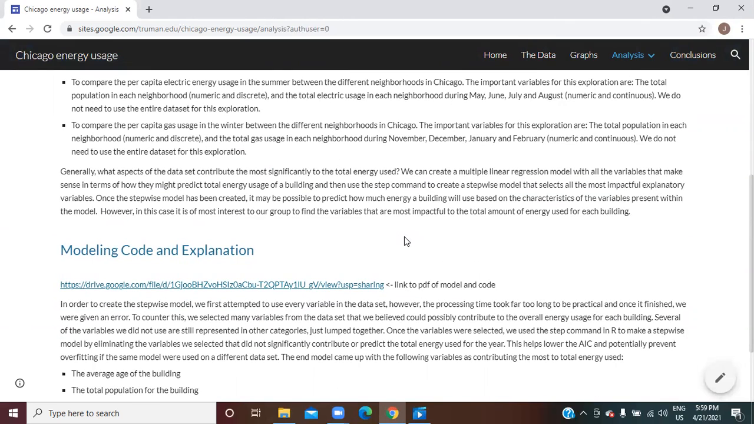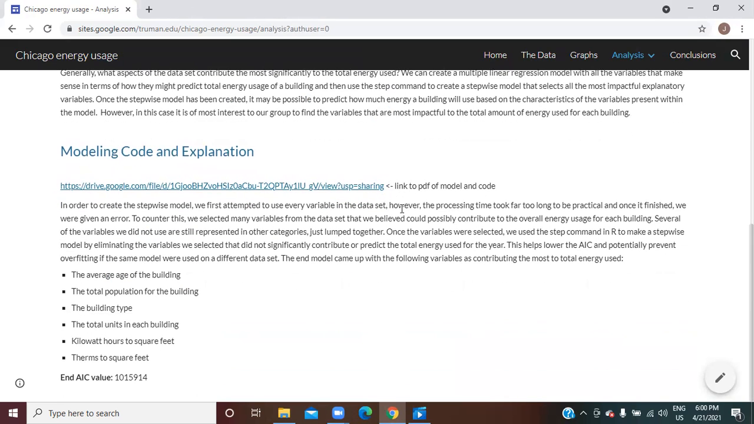We wanted to figure out the aspects of the data that contribute most significantly to energy use. We wanted to create multiple linear regression models with all the variables to make sense of how they might predict, using the stepwise command. When we got into it, this didn't actually work. There was so much data that it would run forever and then cause an error. So we tried using most of the variables, and we did end up getting a pretty good linear model, but that is a bit different than what we expected.